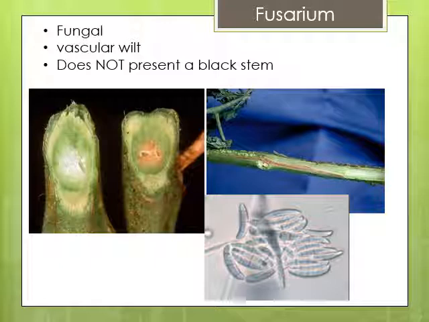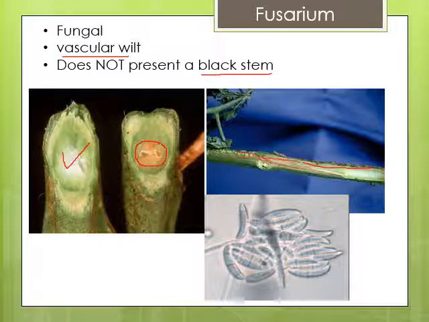Fusarium is another one, otherwise known as vascular wilt. It does not present as a black stem. That's how you would differentiate Fusarium from Rhizoctonia. And looking at a cross section, the pith has an orangey brown color as opposed to a healthy one. That's your first indication. This is a tomato vine that's been cut with a sharp knife lengthwise, and you can see the brown central cambium. And these are the conidia.